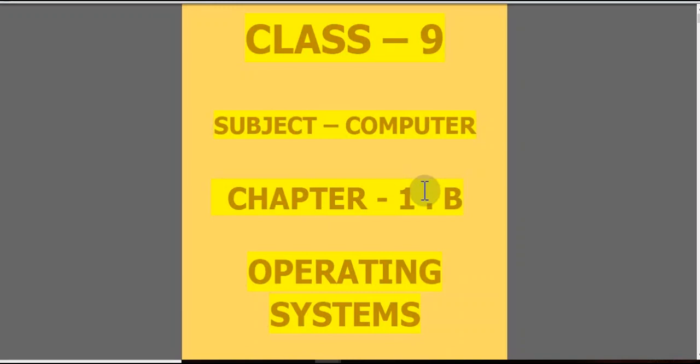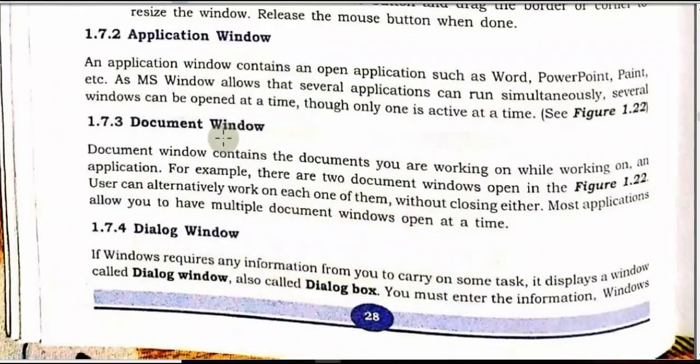Students, we have done 2 or 3 sessions before, and the last session concluded at a point which was the application window. As you can see, this is chapter 1b, and the title is Operating System. Let me minimize the window, and we will directly go to the application window.